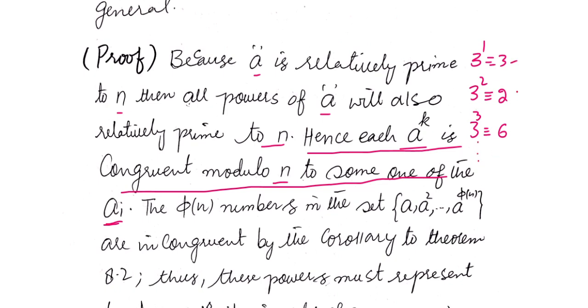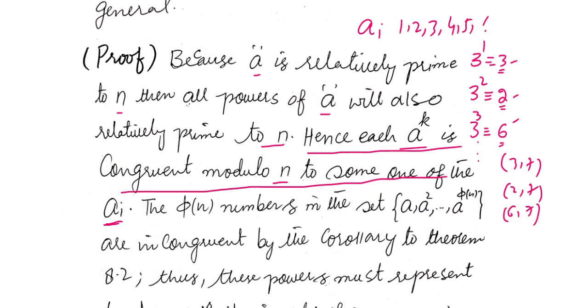So from these powers, you can observe that all of these numbers are congruent modulo n to some one of the ai. These are relatively prime, and they are congruent modulo n to some one of the ai. For example, 3 raised to power 1 is congruent to 3, 3 raised to power 2 is congruent to 2, 3 raised to power 3 is congruent to 6, and my ai are 1, 2, 3, 4, 5, 6. So all of these powers are congruent to one of the ai.